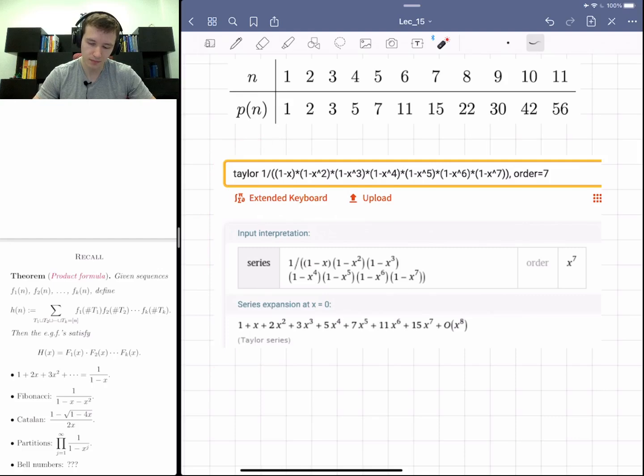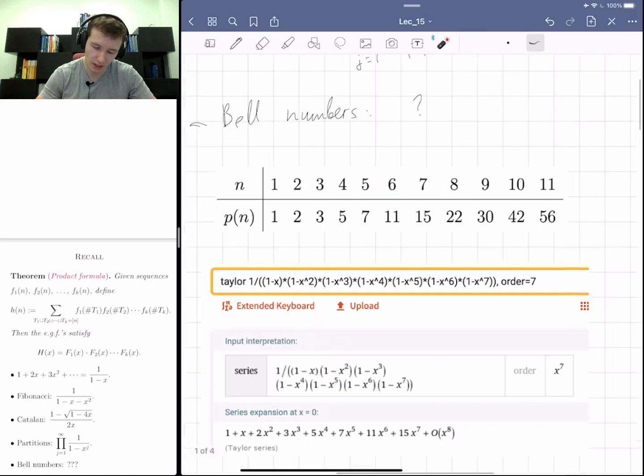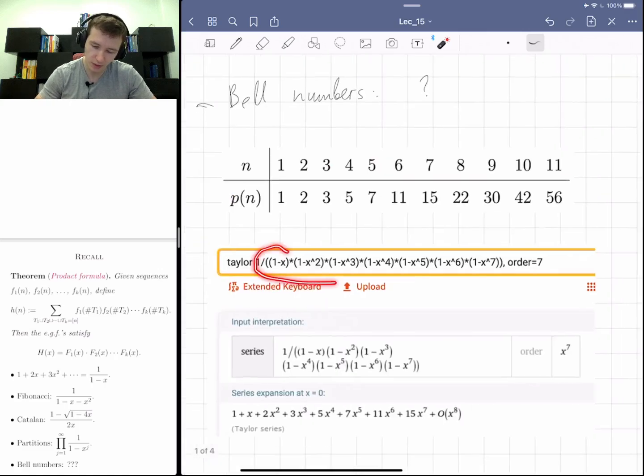So the question for Bell numbers is what kind of functions I should plug in here to get Bell numbers as these coefficients. And that's what I'm going to explain today, and some other stuff as well. Any questions so far?